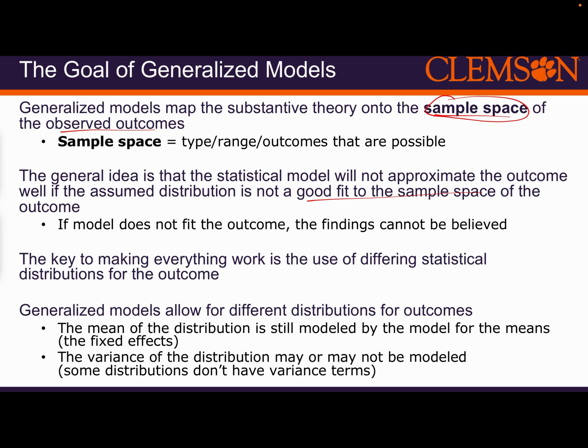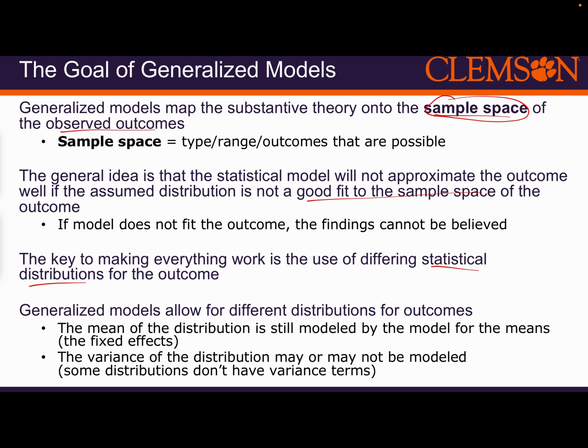The key to making all this work is the use of differing statistical distributions for the outcome. This is why I was teaching about distributions previously, because I want you to know that other distributions exist. In modern statistical language, in modern data science, we don't just shove our data into some old distribution because that's what works. We can build our own process around a distribution that better fits our data. And generalized models are the types of tricks to do this.